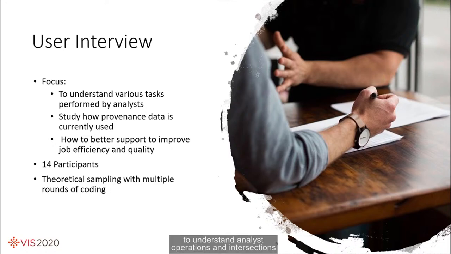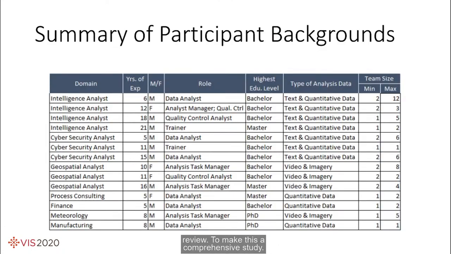To understand analyst operations and intersections with provenance, we followed a process similar to theoretical sampling with multiple rounds of coding, and generated conclusions by analyzing the collected data using multiple rounds of data review. To make this a comprehensive study, we selected a diverse cross-section of data analysts from various domains, age groups, and expertise levels. There were a total of 14 participants, primarily selected from three different domains: intelligence analysis, geospatial or imagery analysis, and cybersecurity analysis. The type of data and the characteristics of data analysis are different between these domains.